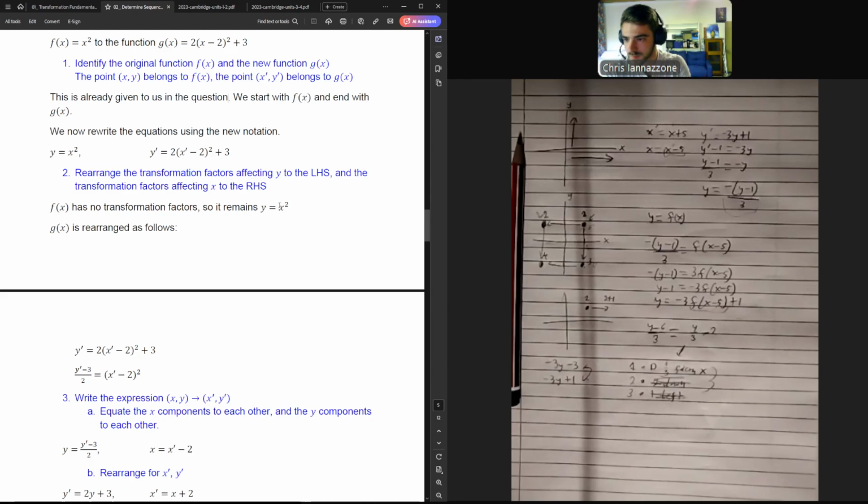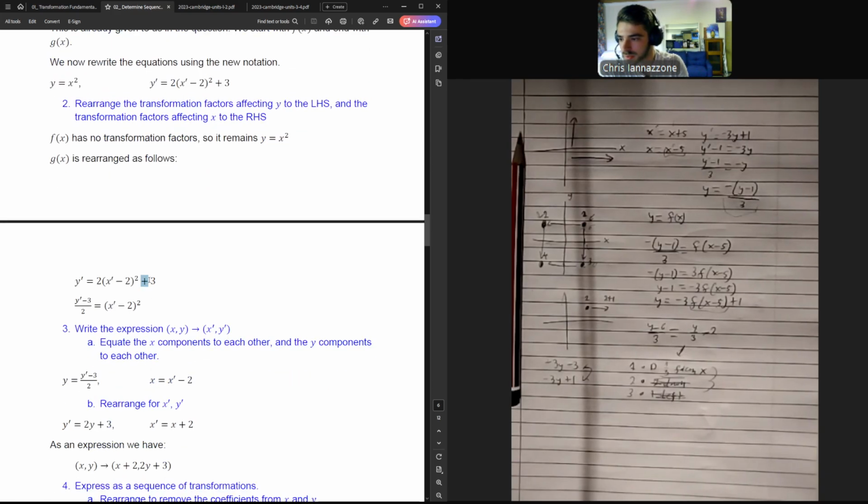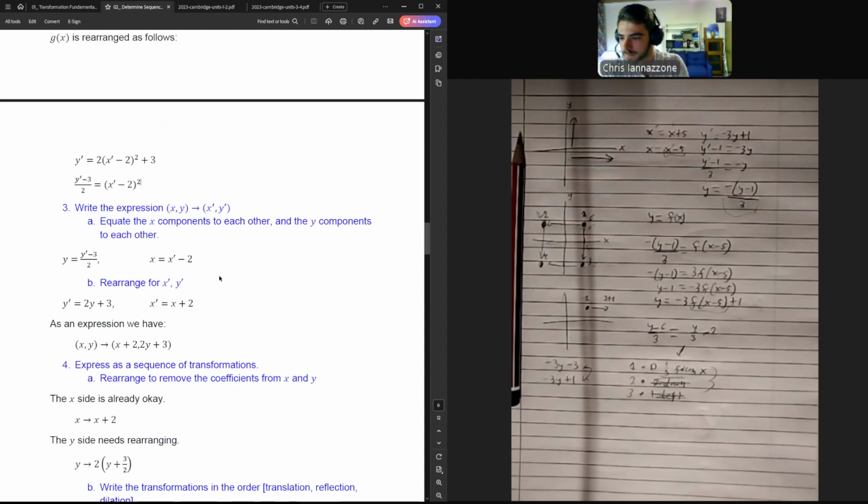From there, get the x stuff on the x side, the y stuff on the y side. This one's already fine, f is fine. G, however, needs to have the 3 to the left side and the 2 divided. So you subtract 3, divide by 2, and then you're golden.